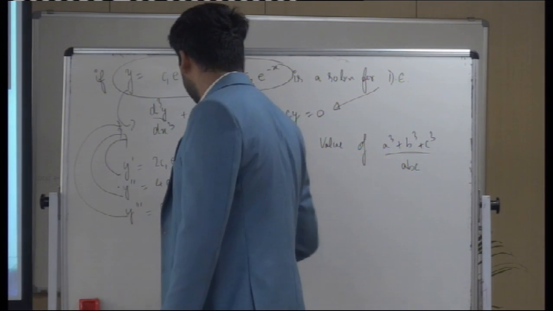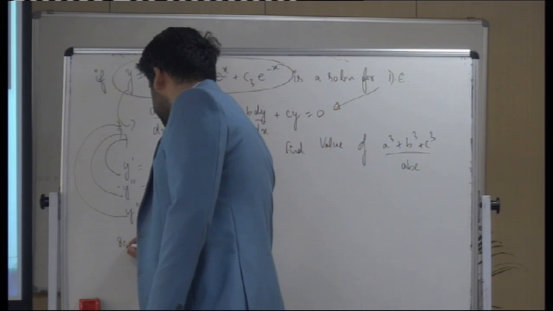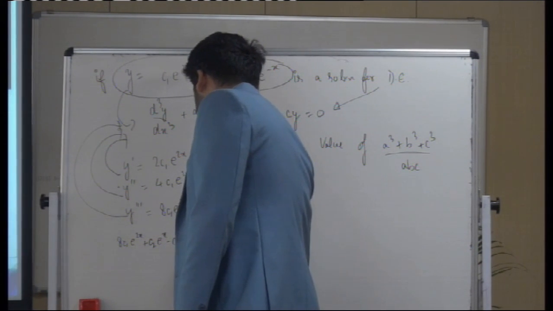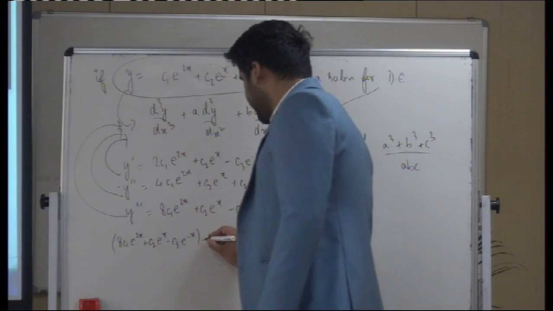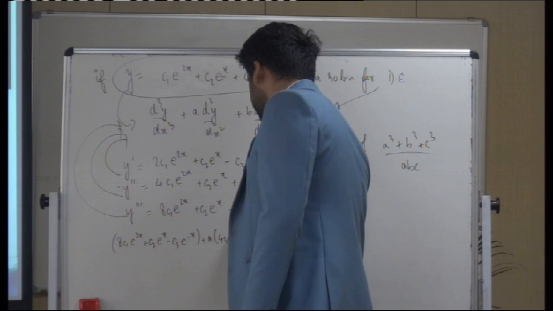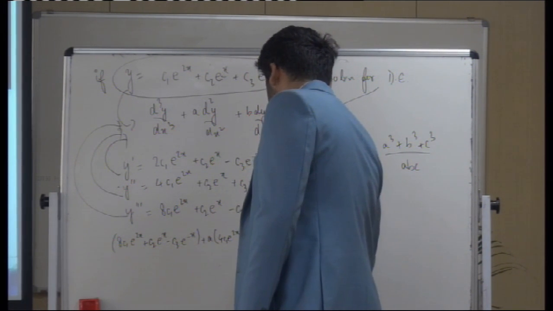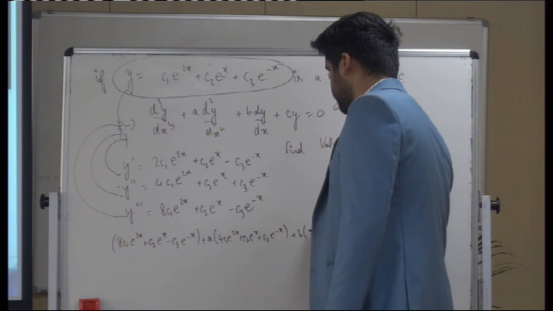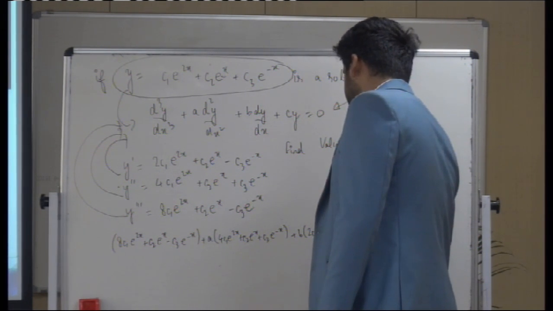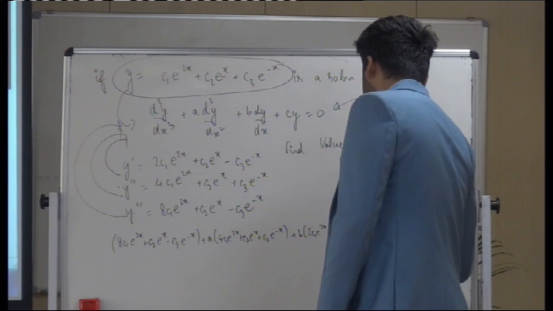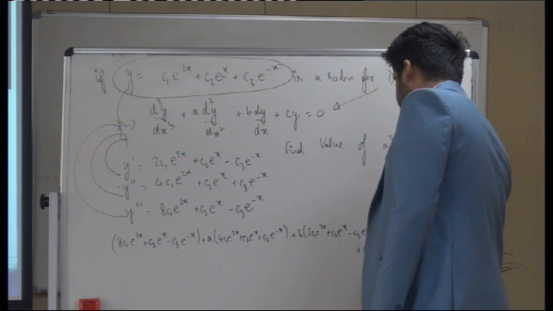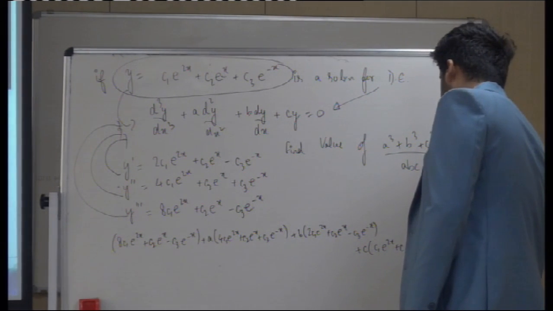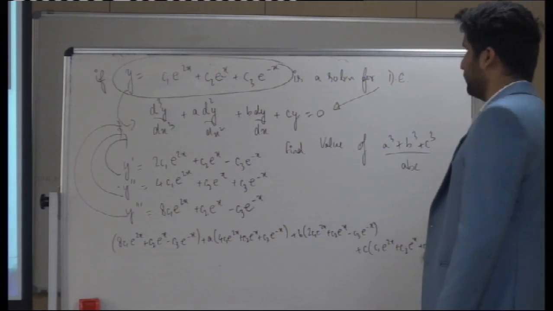So let's try. y triple dash will be 8c1 e to the power 2x plus c2 e to the power x minus c3 e to the power minus x, plus a times the second derivative, which is 4c1 e to the power 2x plus c2 e to the power x plus c3 e to the power minus x, plus b times the first derivative, which is 2c1 e to the power 2x plus c2 e to the power x minus c3 e to the power minus x, plus c times c1 e to the power 2x plus c2 e to the power x plus c3 e to the power minus x, and this is all equal to 0.